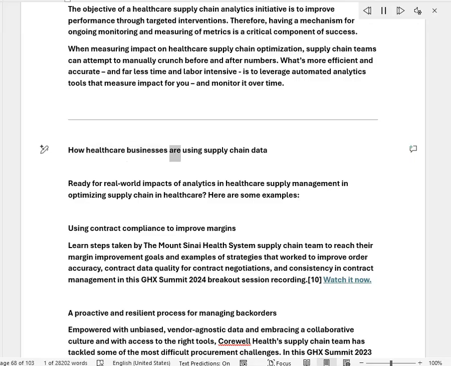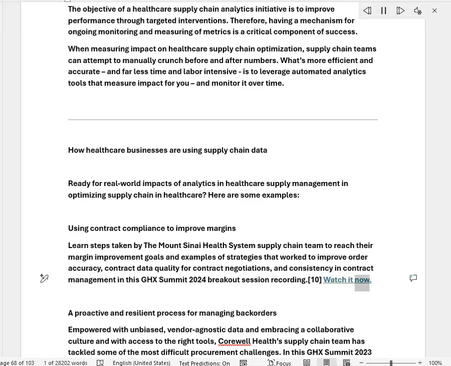How healthcare businesses are using supply chain data. Ready for real-world impacts of analytics in healthcare supply management in optimizing supply chain in healthcare? Here are some examples. Using contract compliance to improve margins. Learn steps taken by the Mount Sinai Health System supply chain team to reach their margin improvement goals and examples of strategies that work to improve order accuracy, contract data quality for contract negotiations, and consistency in contract management in this GHX Summit 2024 breakout session recording.